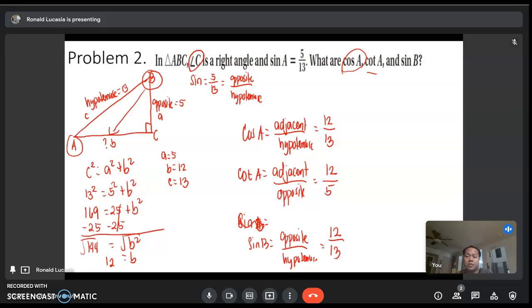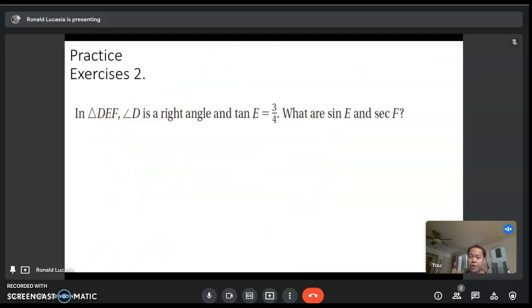The legs for opposite and adjacent side will change depending upon what is being asked in the problem. When the problem asks for sine A, your opposite is 5. But when the problem asks for sine B, your opposite will be 12. Be careful when identifying the opposite and the adjacent side. So I want you to answer practice exercise number 2.